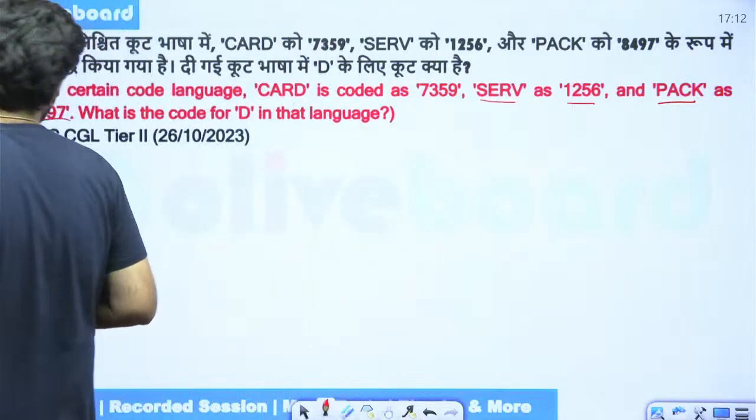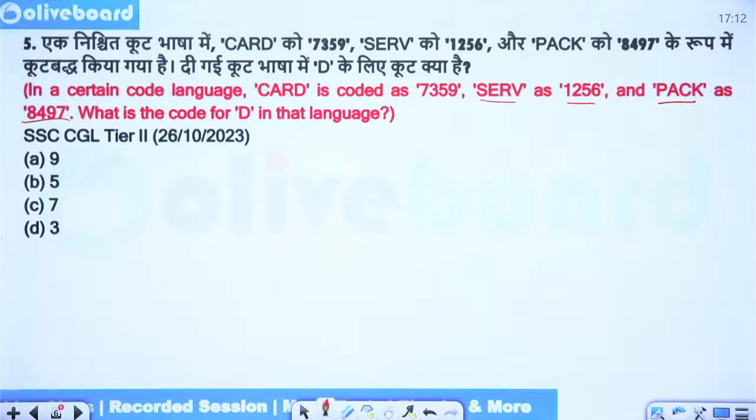Delete them from the options because this can never be D. So 1, 2, 5, 6. That's it. Only 5 is going from here. The next one is 8, 4, 9, 7. So 8, 4, 9, 7. So we are left with 3. 3 is the code for is the right answer.